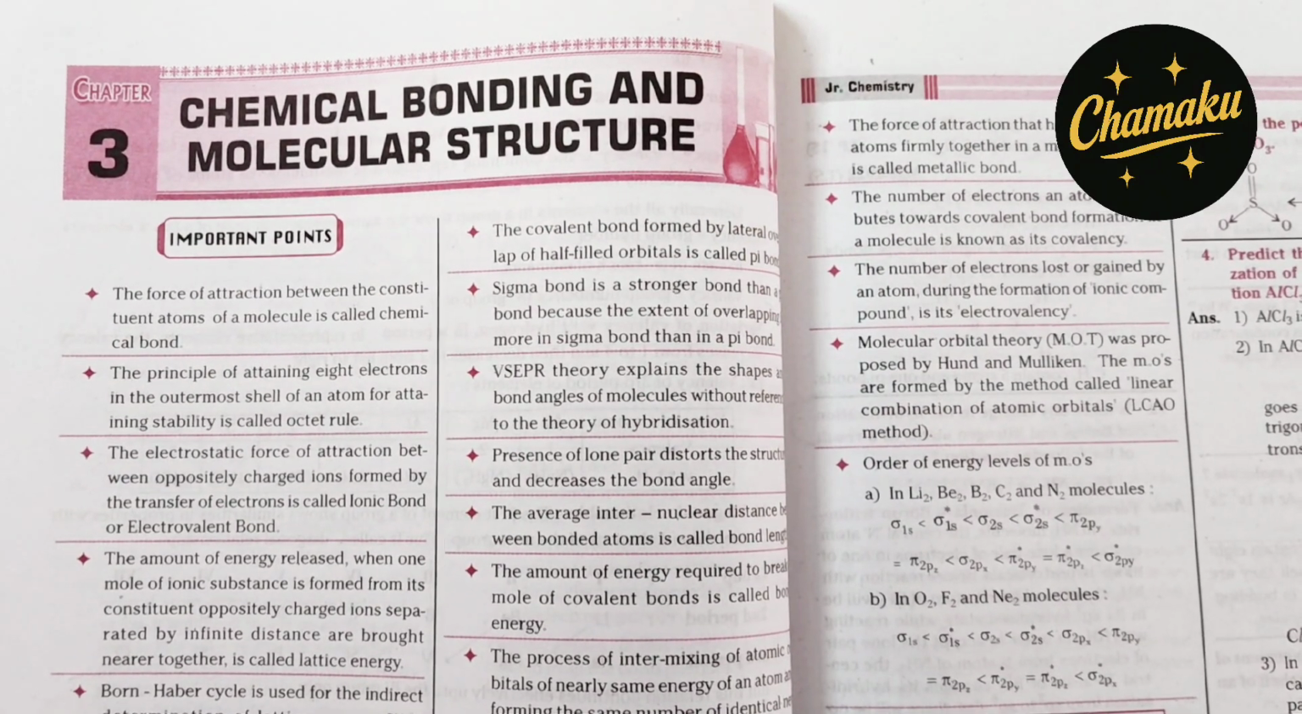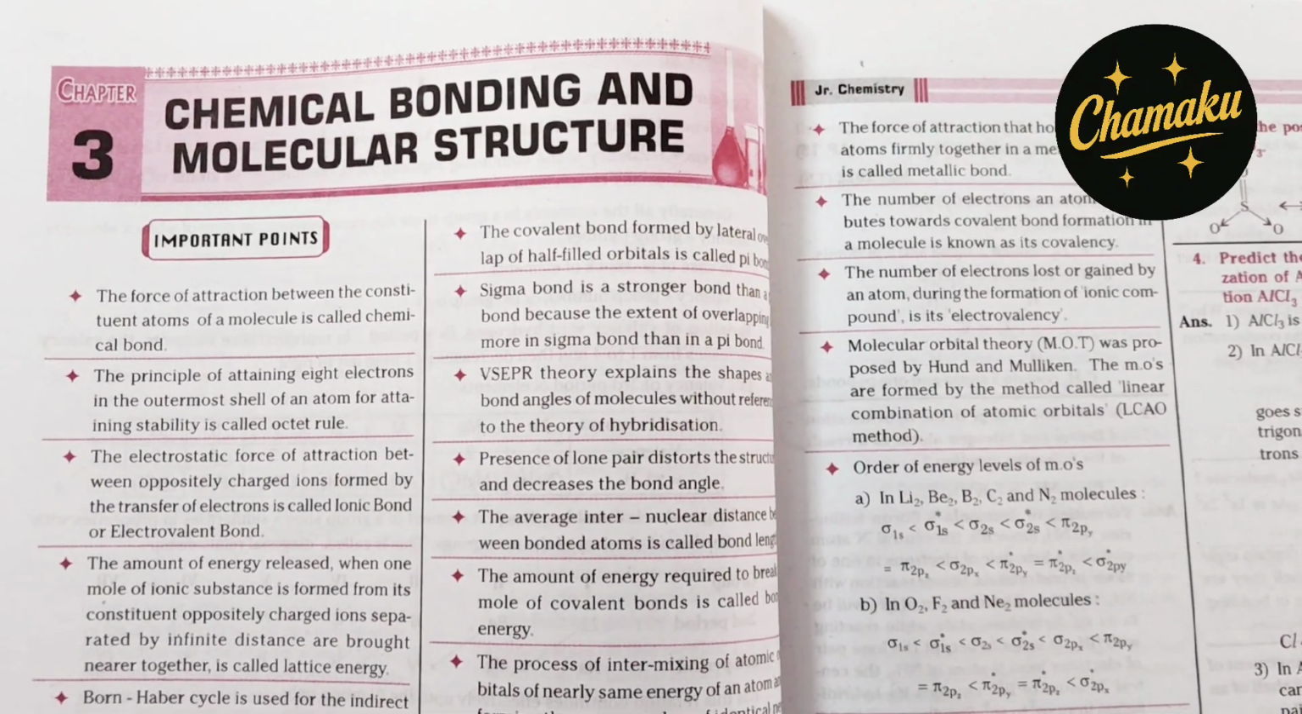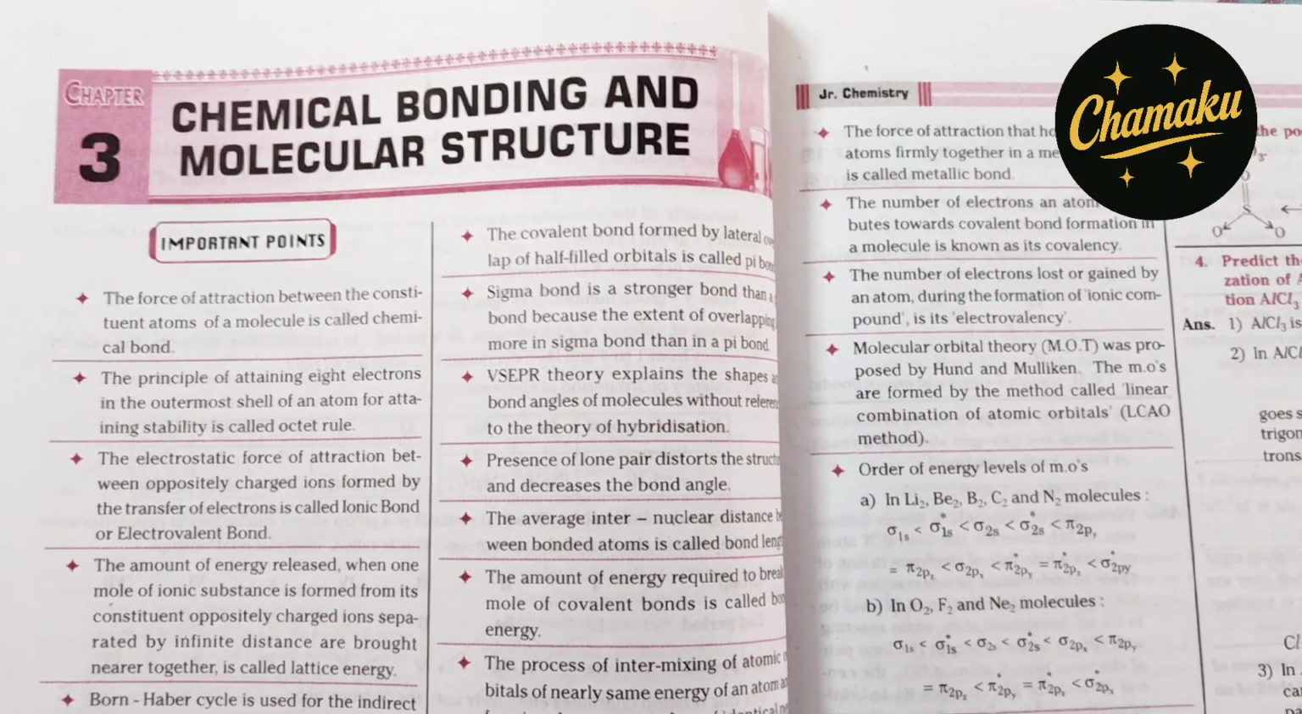So, we will be studying the intermediate first year chemistry syllabus, chapter 3, chemical bonding and molecular structure. Today we will be completing this chapter.